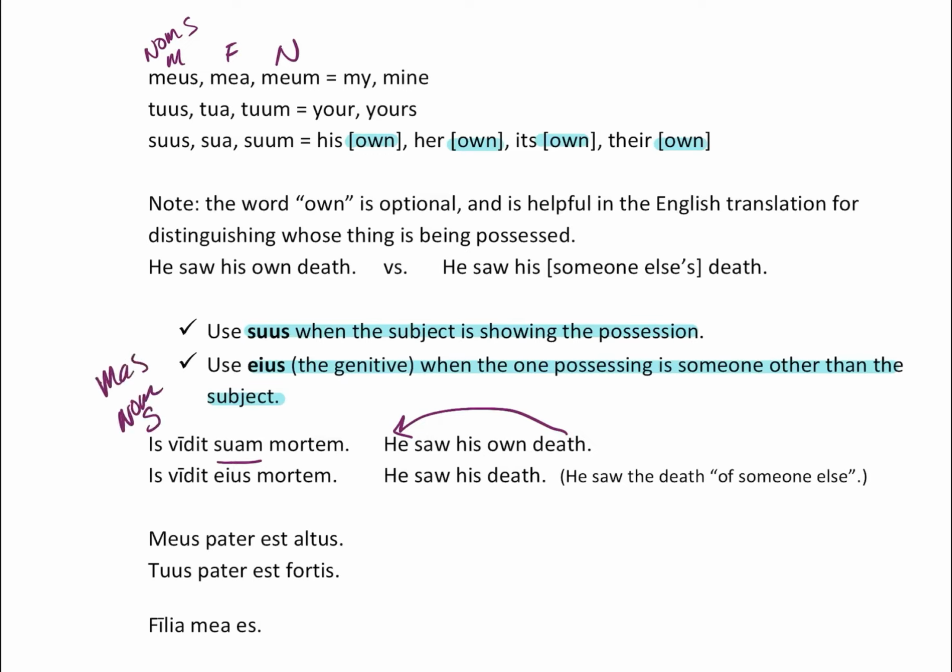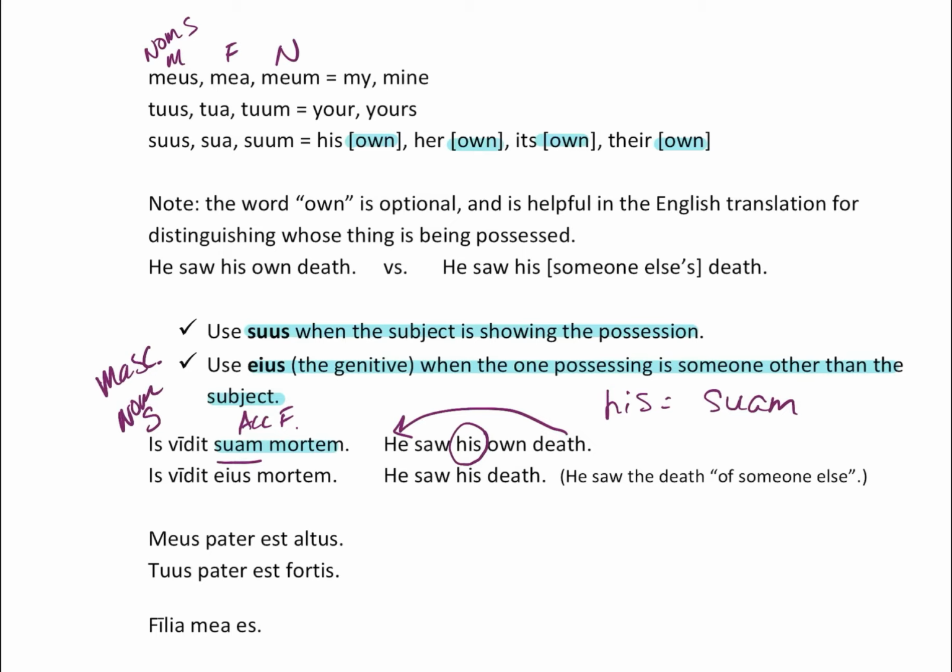But suam and mortem are actually accusative, feminine. So how does that work? Remember that the adjective must match the noun it modifies in gender, case, and number. And suam modifies mortem. So even though the death belongs to the subject, the adjective modifying death is feminine. So even though we would say his is a masculine word, here it equals the feminine, because death is a feminine word.